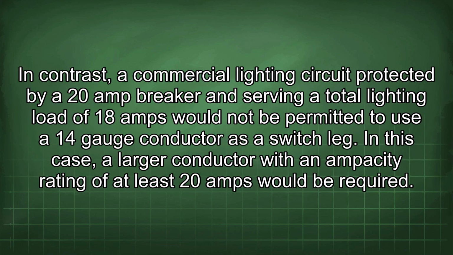Review examples of non-compliant scenarios. In contrast, a commercial lighting circuit protected by a 20-amp breaker and serving a total lighting load of 18 amps would not be permitted to use a 14-gauge conductor as a switch leg. In this case, a larger conductor with an ampacity rating of at least 20 amps would be required.